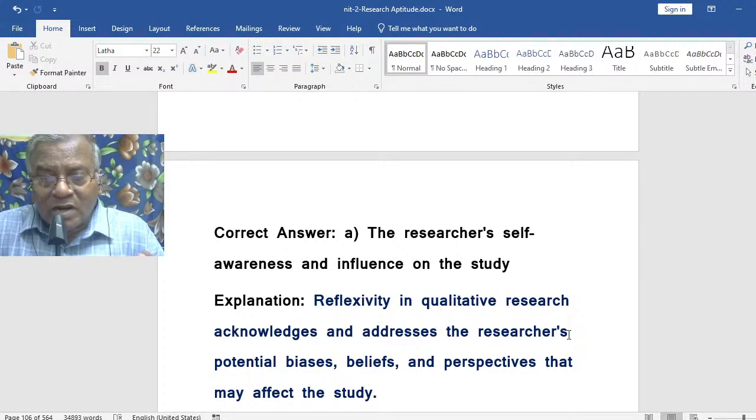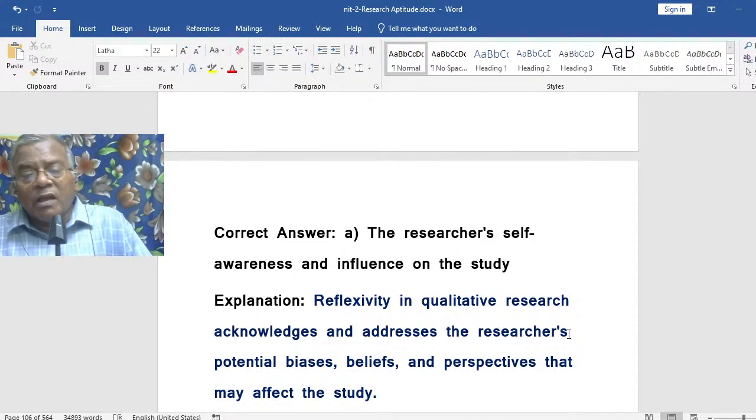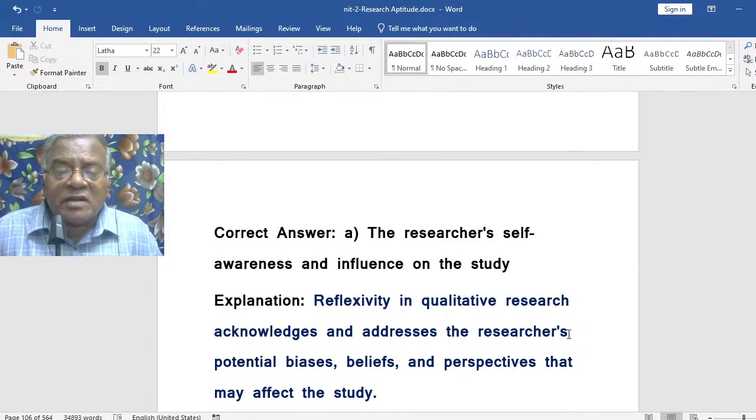What is the need for this reflexivity? Reflexivity in qualitative research acknowledges and addresses the researcher's potential biases, beliefs and perspectives that may affect the study. Often the researcher has to indulge in self-reflexivity because after all he is also a human being. He may have certain likes and dislikes, prejudices, certain belief systems, certain perspectives on different aspects of life. So he needs to evaluate that it should not influence his research findings. So reflexivity on the part of the researcher is very much needed in qualitative research.